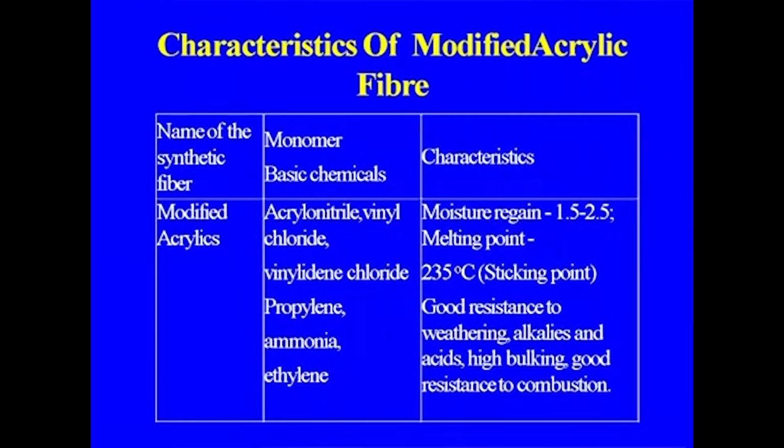Other areas use modified acrylic fibers, made from acrylonitrile, vinyl chloride, vinylidene chloride, with propylene, ammonia and ethylene, depending upon the route. But most of the processes now use propylene and ammonia. So the moisture regain, melting point 235, good resistance to weathering, alkalis and acid, high bulking, and good resistance to combustion.